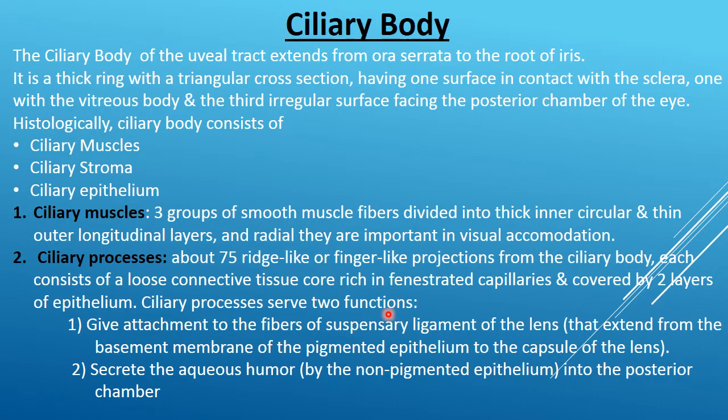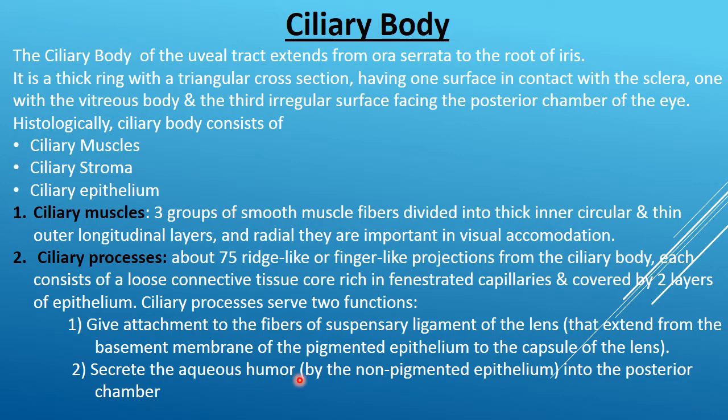The important functions of the ciliary processes are: number one, they give attachment to the fibers of the suspensory ligament of the lens. They are the same zonular fibers or zonular ligaments, also known as the suspensory ligament of the lens, which extends from the basement membrane of the pigmented epithelium of the ciliary processes to the capsule of the lens.